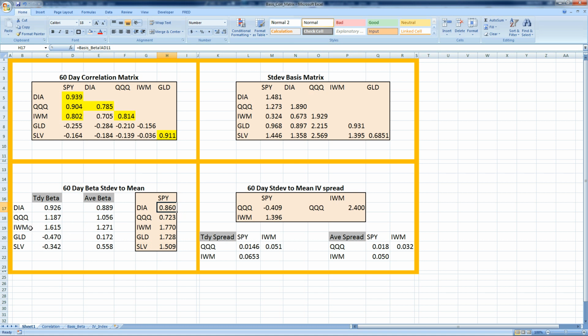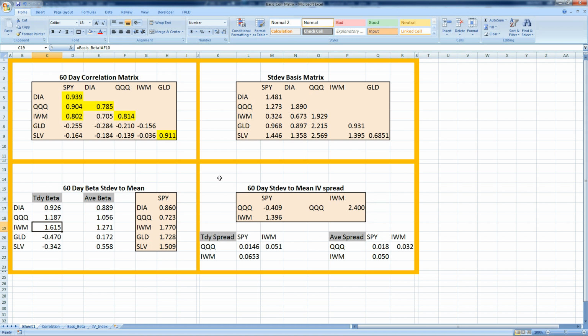If we come down to the Qs and look, for instance, we'll see that today's beta to the SPYs is 1.61. The average is 1.27, so we're actually 1.77 standard deviations above the average beta. So we're looking at the average price volatility and how we compare today to price volatility over a long term.